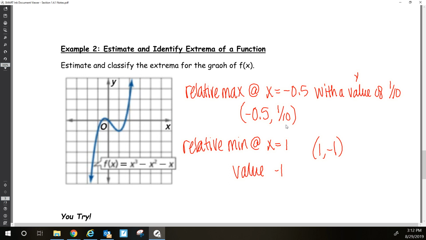So I'm going to try to throw all those different terms at you so that you know the relative maximum occurs at x equals negative 0.5. The relative maximum value is 1/10, and then if I asked you at what point, or you saw a point listed there, you would know how to find that one.